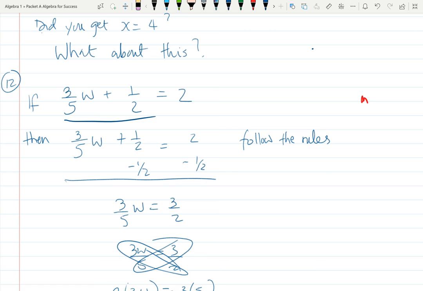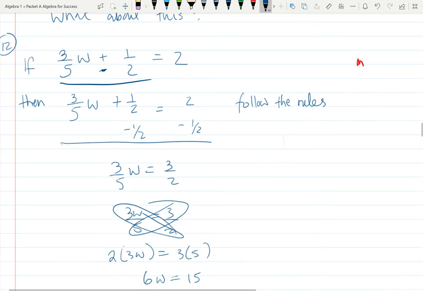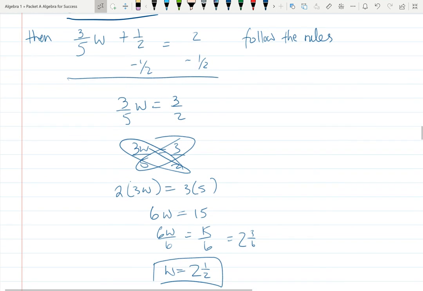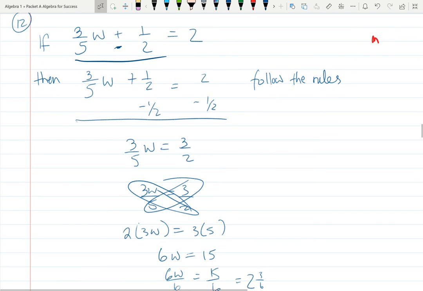First, you want to reverse the addition by subtraction. Reverse the addition by subtracting the half from both sides. So you subtract half from both sides. When you get to this point, what do you have? It's what we started with in the beginning.